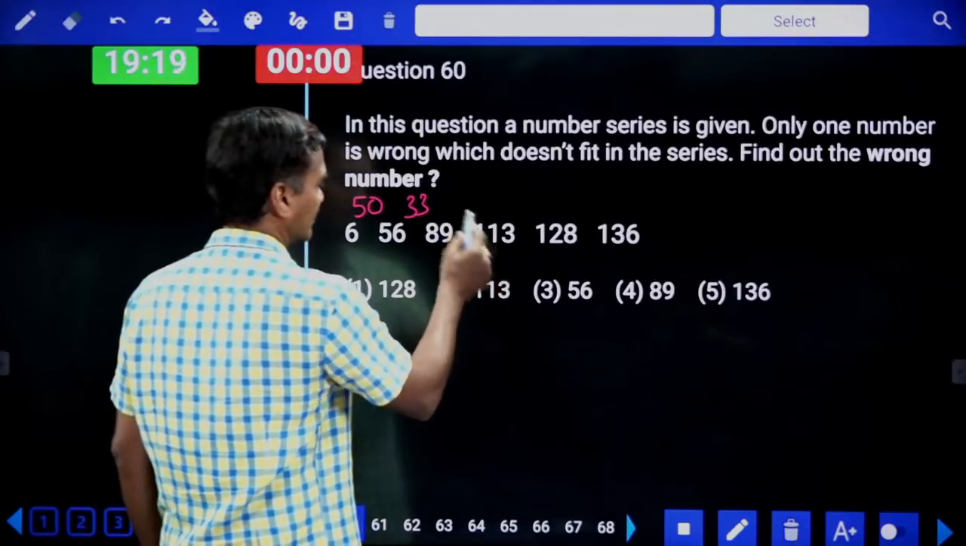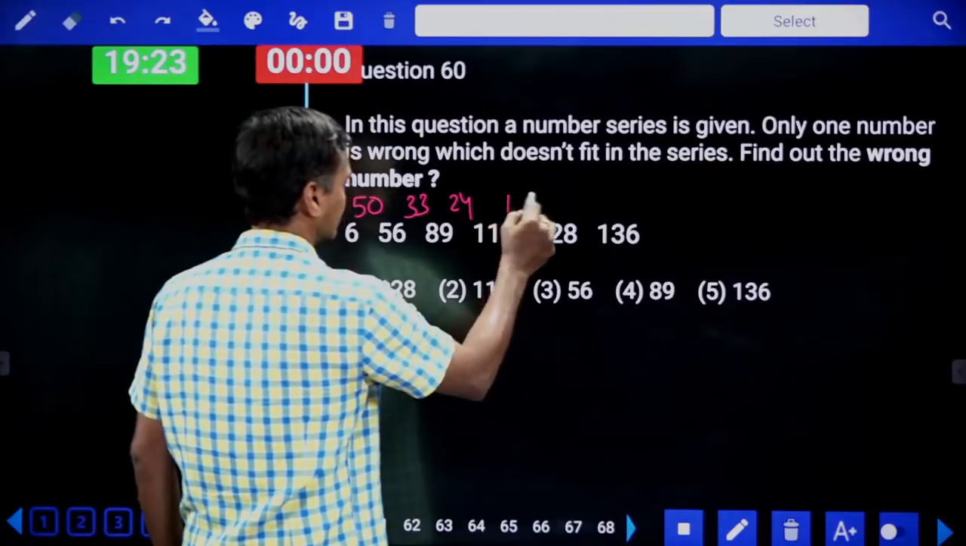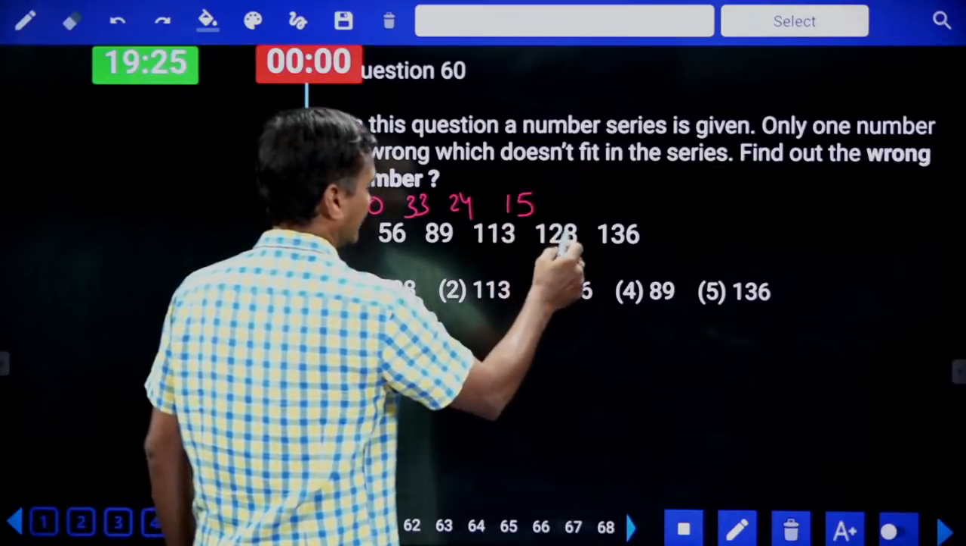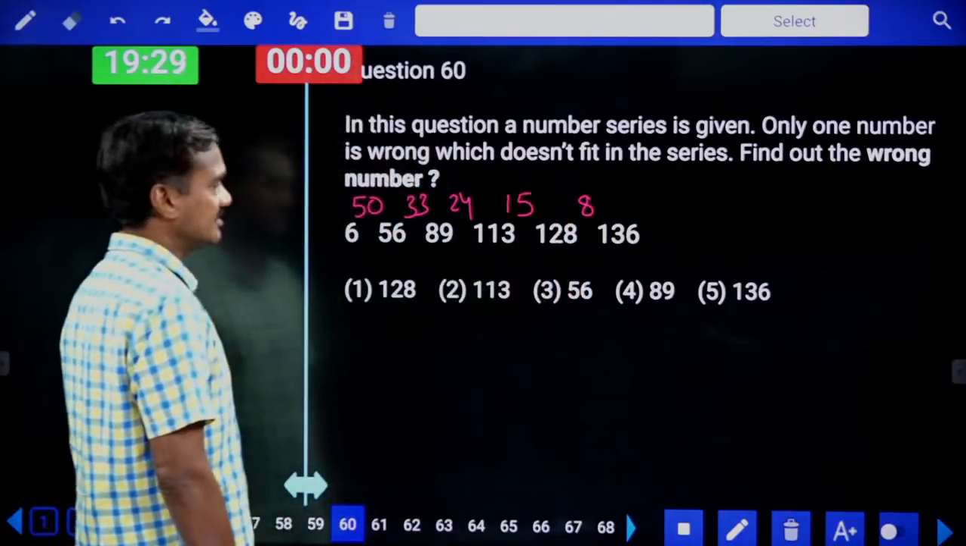And what should be the next difference here? 89. And 11 plus 13, the difference is 24. Here 13 and 28, the difference is how much? The difference is 15. And the next one, 128 and 136, the difference is 8. Now these are the differences between these numbers.